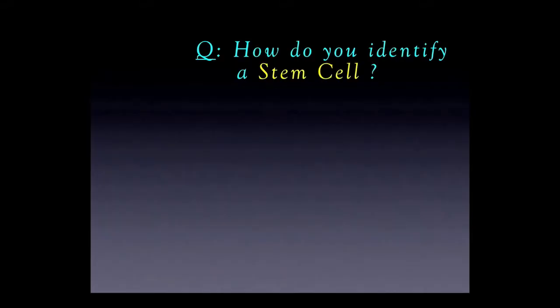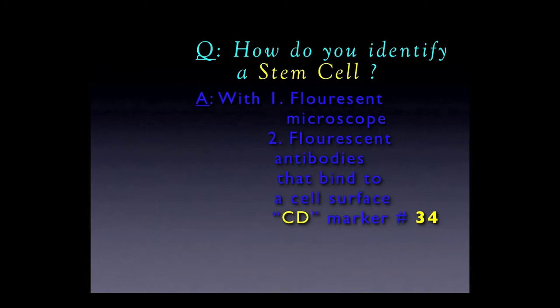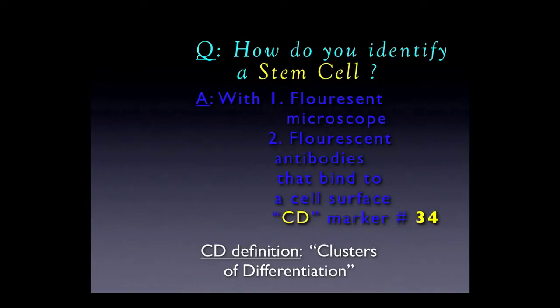Now, how do you identify a stem cell? Because they don't just jump out and tell you that's what they are. There's basically two things you need. You need a microscope that has a fluorescent light, and you need fluorescent antibodies. Now, how many of you have heard the term CD before? Have you ever wondered what that stood for? I did too. It stands for clusters of differentiation.